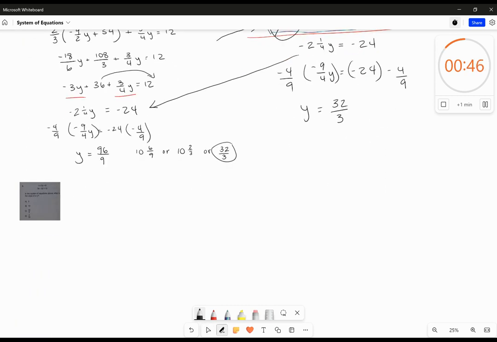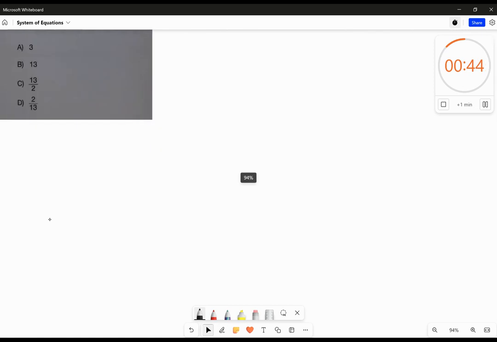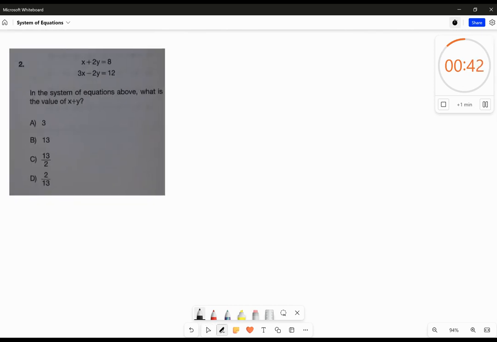So take a look at this one. This is actually the second question, and see if you can determine which method you would use to solve this. All right, good luck.